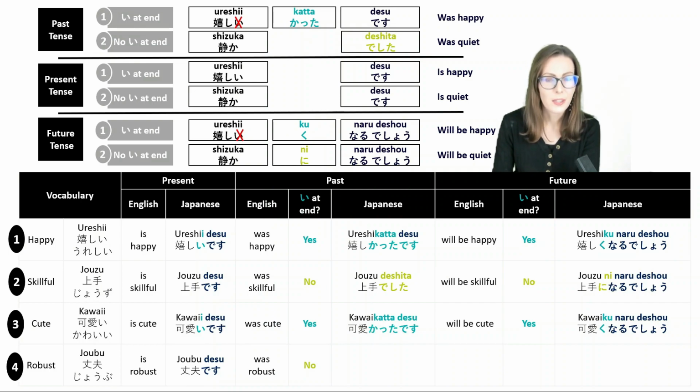It would be 丈夫でした, right? And let's see the future. How do you say will be robust? So the same question, same answer.